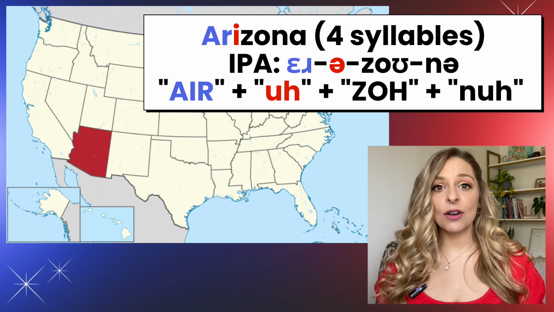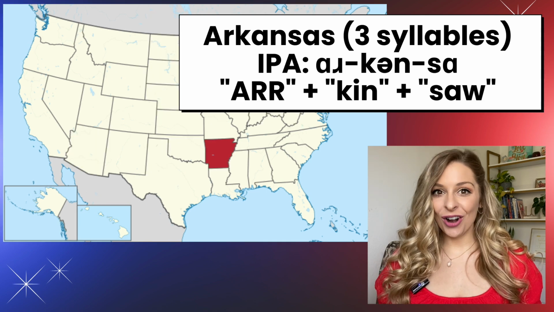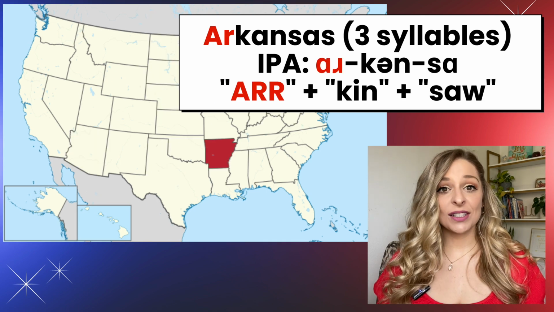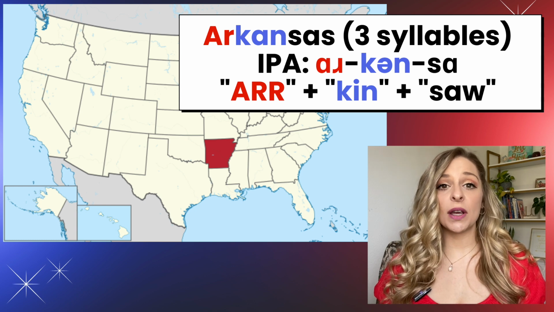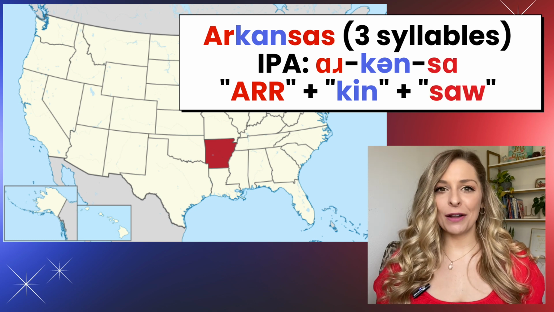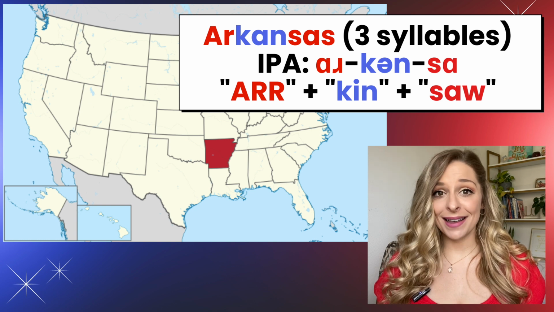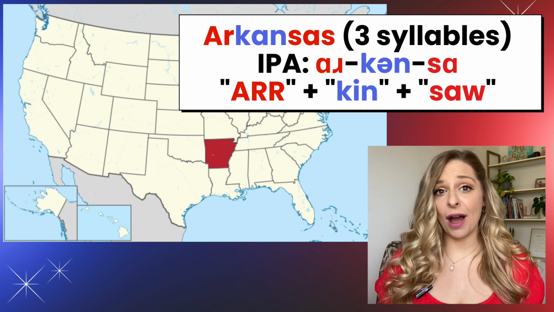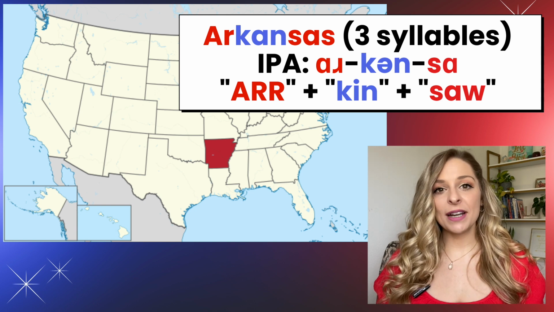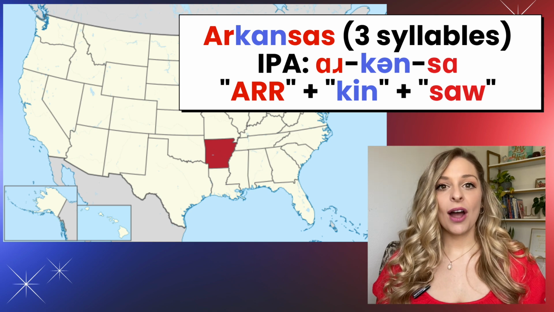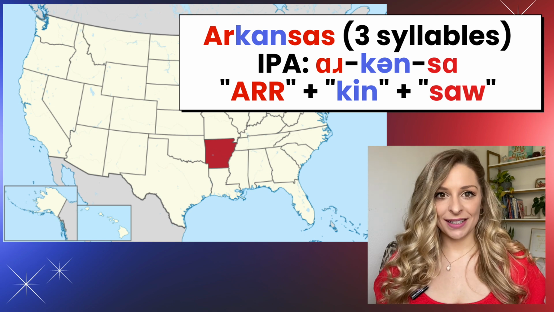4, Arkansas. Stress on the first syllable, and the second A reduces to a schwa. This word is spelled super weird because there is an S on the end that we simply do not pronounce. But as you probably know, English loves silent letters, and this is one of them. So we pronounce it Arkansas.